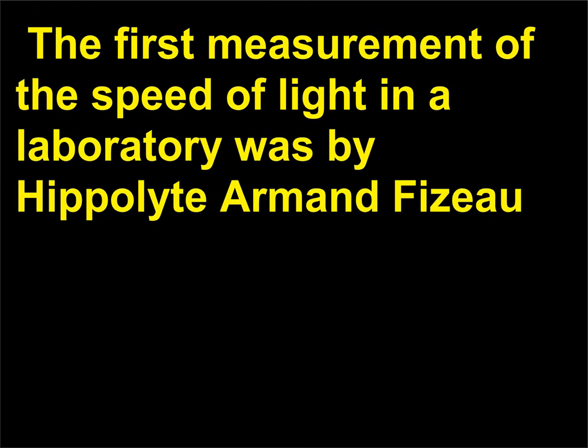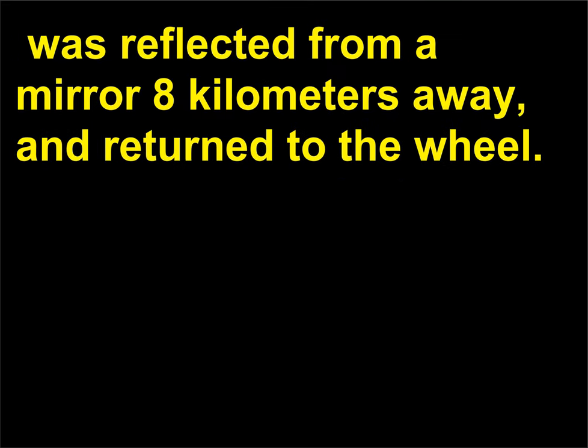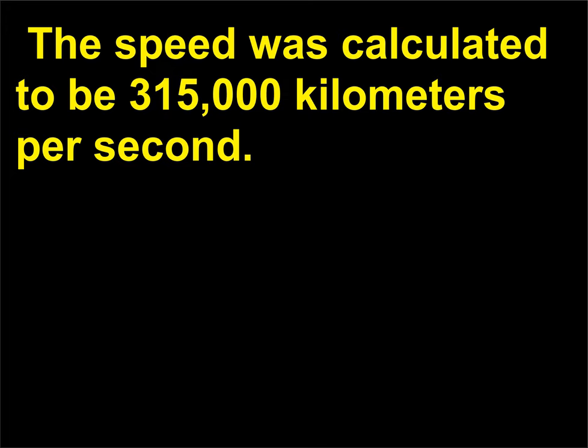The first measurement of the speed of light in a laboratory was by Hippolyte Armand Fizeau (1819-1896) in 1849. He used a beam of light that passed through the gaps between teeth of a rapidly rotating wheel, was reflected from a mirror 8 kilometers away, and returned to the wheel. The speed of the wheel was increased until the returning light passed through the next gap and could be seen. The speed was calculated to be 315,000 kilometers per second.